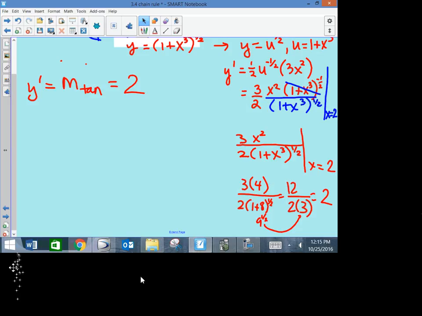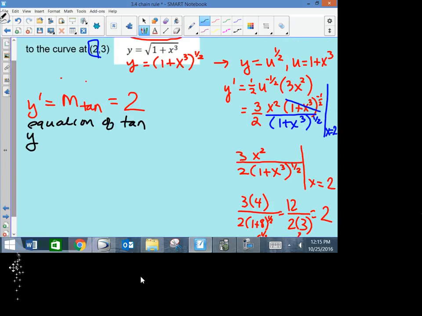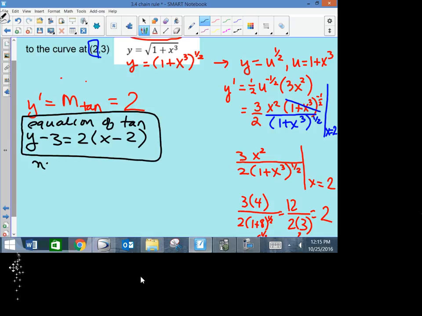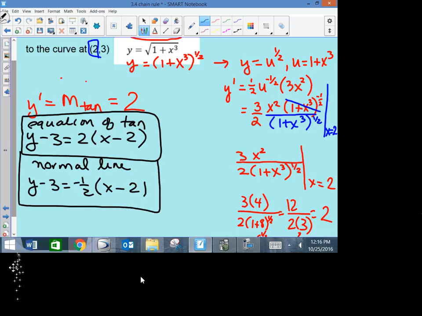Okay, so that's my tangent slope. I'm looking for an equation of my tangent line. You can give it to me. y minus equals x minus, very nice, and a normal line, y minus equals, good, x minus, very good, Emma, done.